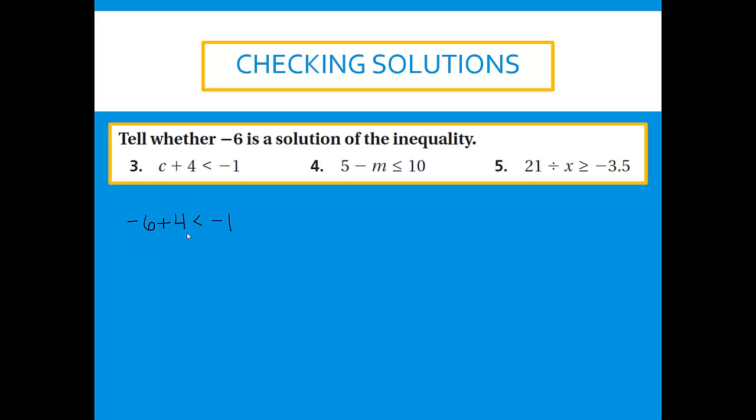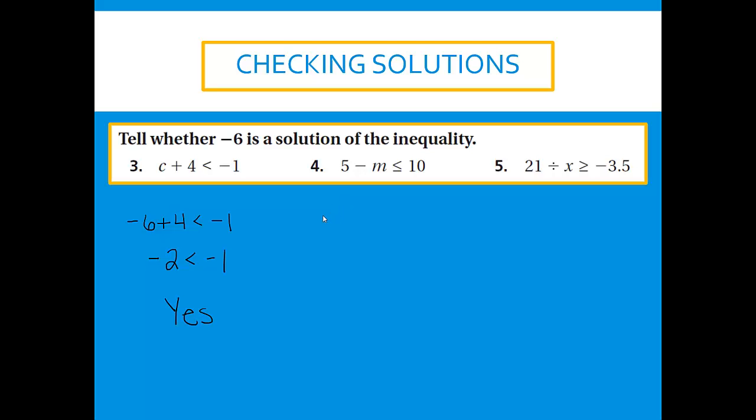Negative 6 plus 4 is negative 2. So I have negative 2 is less than negative 1. This is a true statement, so negative 6 would be a solution. So we can write, yes, negative 6 would be a solution.